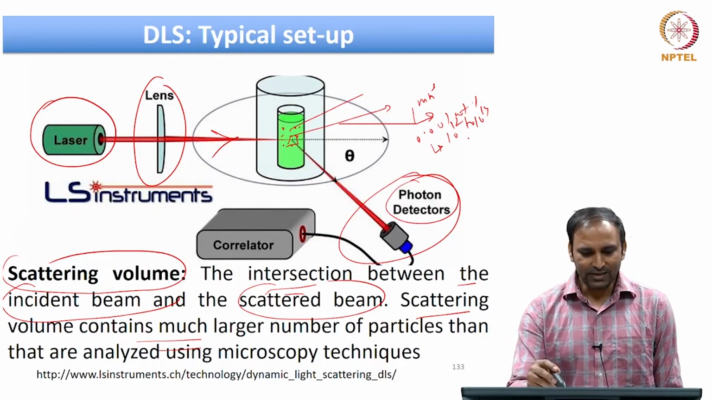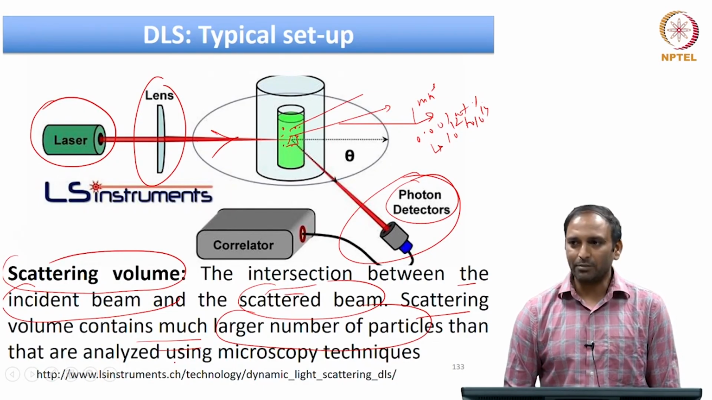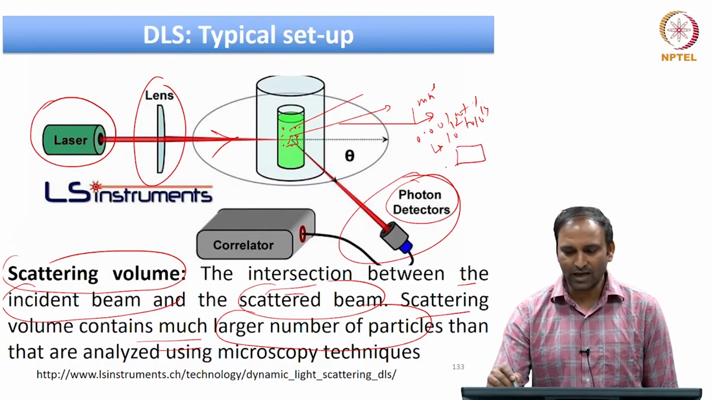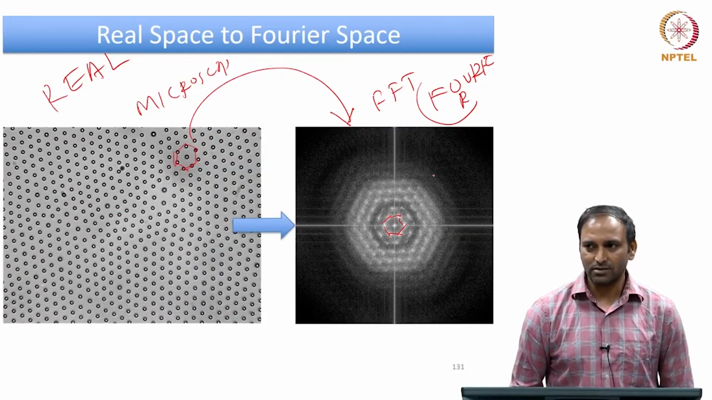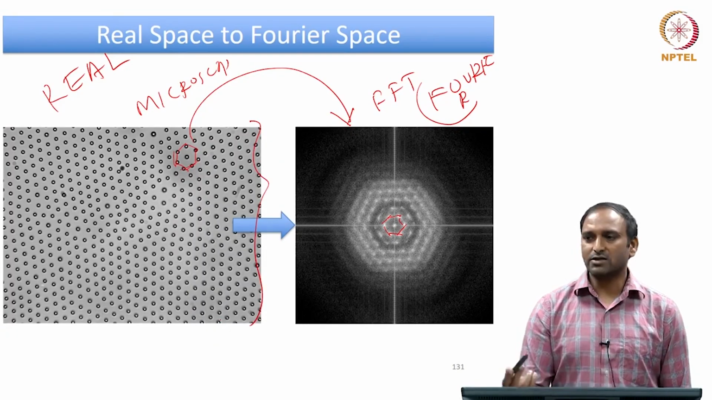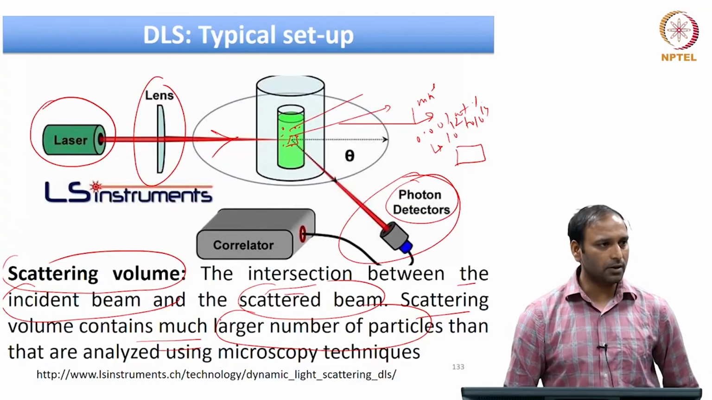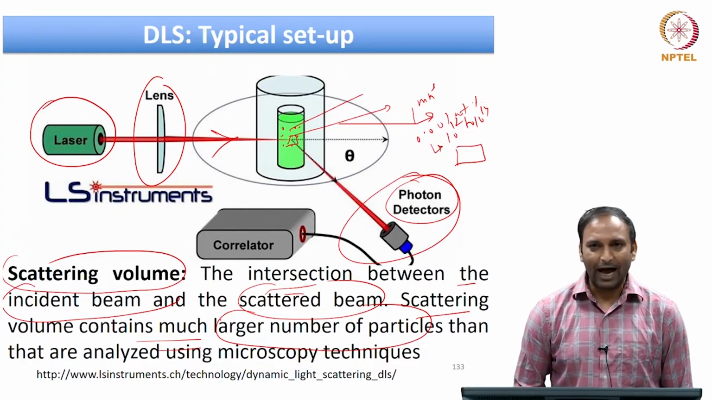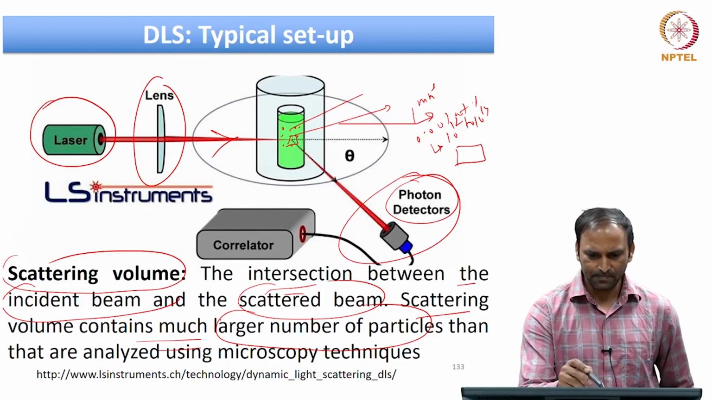Therefore, the scattering volume contains a much larger number of particles than what can be analyzed by something like microscopy, where you look at only a small section of your sample. For example, if I analyze particle size from this, of course they look monodispersed, but I will be limited to maybe a few hundred particles. However, if you do scattering experiments, the scattering volume contains a large number of particles. Therefore, you get a better average for the particle size when you do DLS experiments.